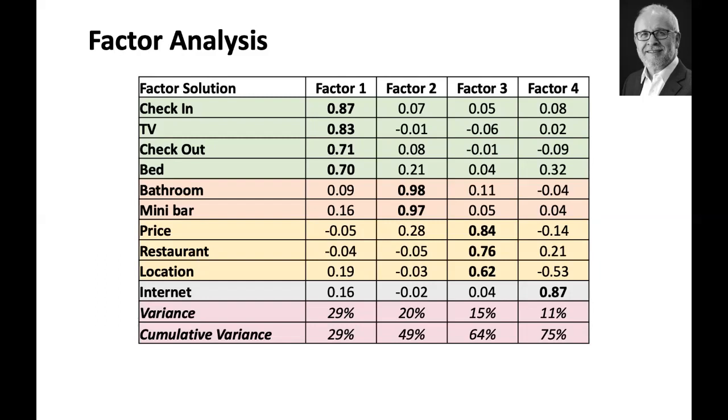We can then have a second factor, the bathroom and the minibar, a couple of things in the room. That accounts for some more of the variation. We go to factor 3, price, restaurant, and location, and the internet remains as a quite independent feature, adding 11%. And these 4 factors between them would explain 75% of that information, the data, which is why we had that multicollinearity. It's why it came to 214% when we added all of the R-squared values.